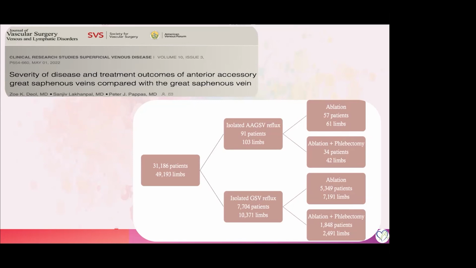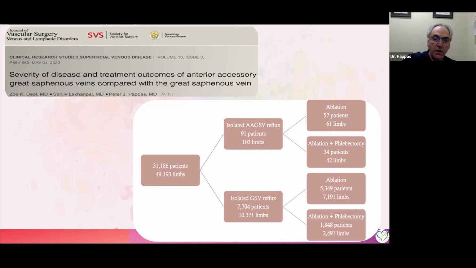But I think the biggest takeaway for me from our study was the difference in the type of disease between GSV and AA. AA disease is very much tributary related: morbidity, pain, and thromboses, whereas GSV is more C4 skin changes. So, I think that's a big difference.